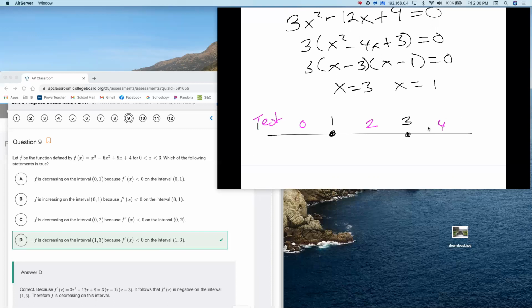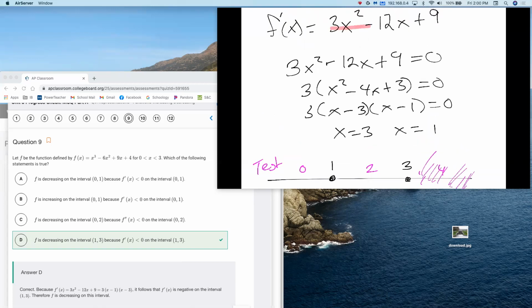I don't have to test out here, because that part is not part of my answer. So what I really have to test are values in here. I'm going to test them in the derivative. I can test it on this derivative or on this one. I actually think the factored derivative is probably the easiest one to test for whether something is positive or negative.